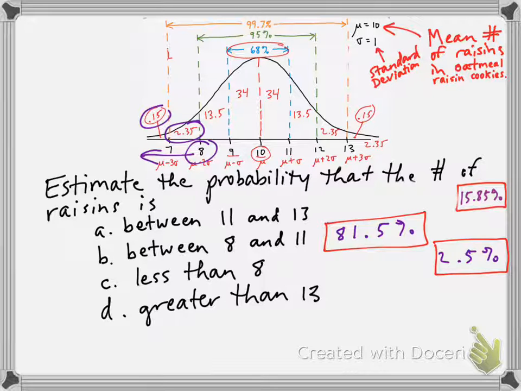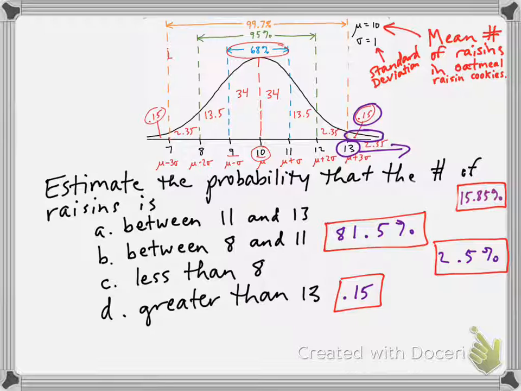And then finally, greater than 13. Let me erase these. So greater than 13, find 13, and then anything to the right of that. Because 13 is 3 standard deviations to the right of the mean, the only area left over is this 0.15, so it's just 0.15%. Greater than 13, 0.15. And that is it. That should do it.